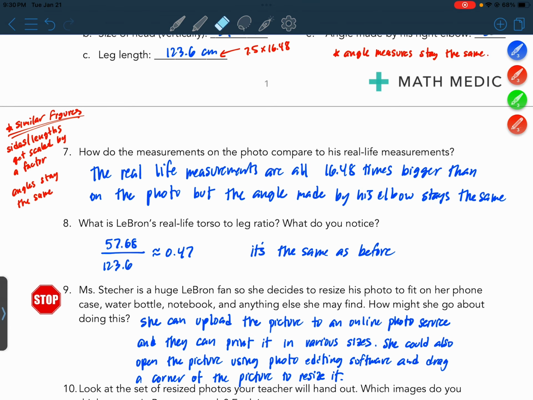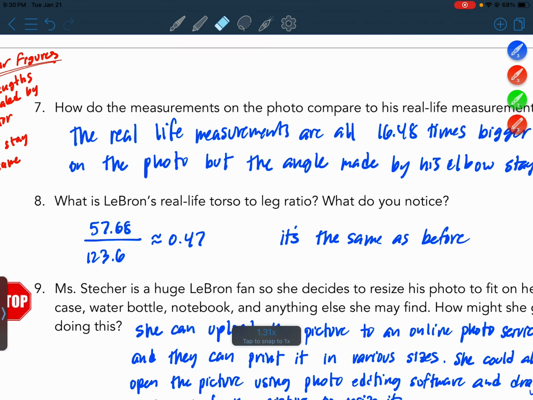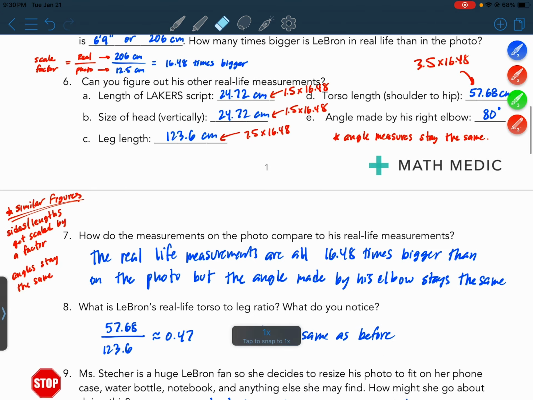Okay, question number 8. What is LeBron's real life torso to leg ratio? Okay, so we actually have to go back to question 6 to get those real life measurements. Okay, so the real life torso, I got around 57 centimeters, a little bit longer than 57, and the real life leg was 123 centimeters. Now remember, those are my measurements.